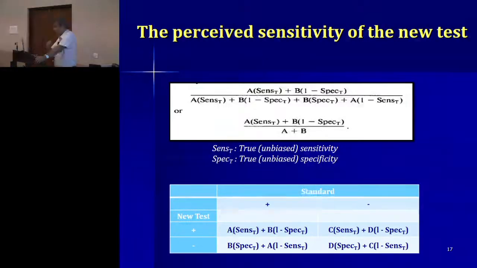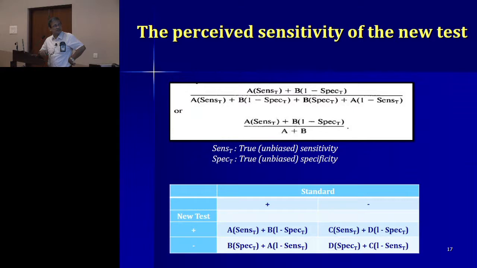Similarly, we can get it for specificity. Depending on the true specificity and the observed numbers, you'll have to derive this. So you can consult a statistician who can use the formula and try to get what the error is or what the truth is.